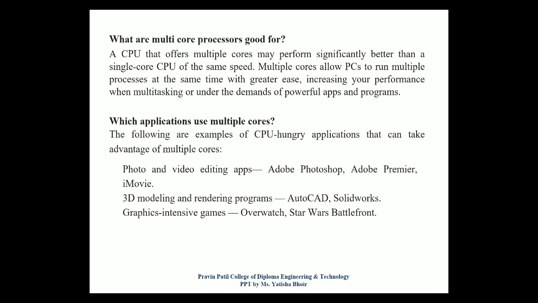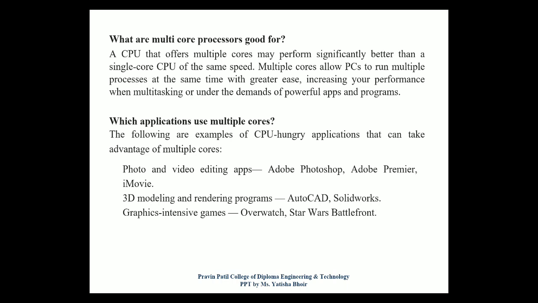Multiple cores allow a PC to run multiple processes at the same time with greater ease. Means what? If it is a multiple core processor, it can do the processes at the same time with greater ease, increasing your performance when multitasking or under the demands of powerful apps and programs. It will increase the performance of the processes. So at the same time it can do multiple tasks.